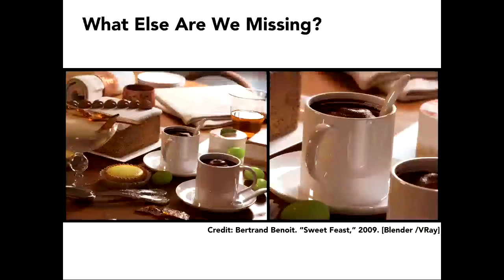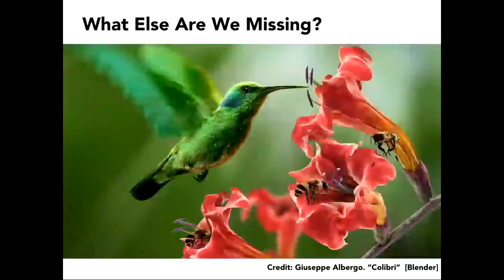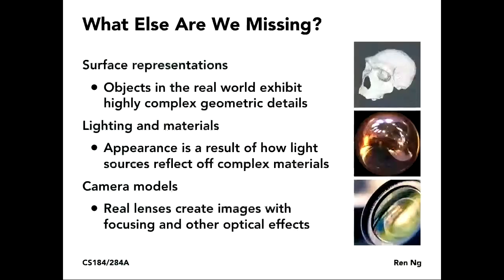What else are we missing? If you look at this, this is a hyper-realistic, photorealistic kind of rendering. What else are we missing? There's a lot of geometric detail in here, from the cups to the cutlery to the shape of the foam on the coffee. Here's another picture. It's also a rendering. In this case, you can see the flapping of the hummingbird. The wings have motion blur. If you look at the background, that flower is kind of out of focus. That's depth of field effect. These are lens effects and camera effects. So geometry, lighting, materials, and camera models are additional things that we're going to be talking about.